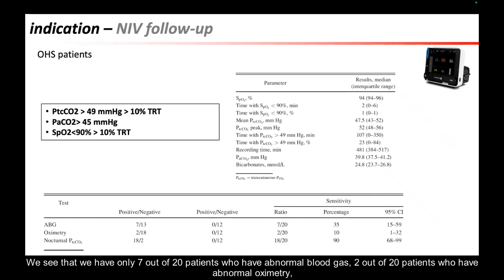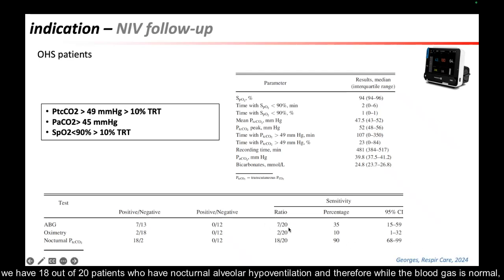When we are interested in patients with obesity hypoventilation syndrome, we see that we have only 7 out of 20 patients who have abnormal blood gas, 2 out of 20 patients who have abnormal oximetry. We have 18 out of 20 patients who have nocturnal alveolar hypoventilation, and therefore, while the blood gas is normal, we will be able to detect nocturnal hypoventilation in these patients, thanks to the use of nocturnal capnography.